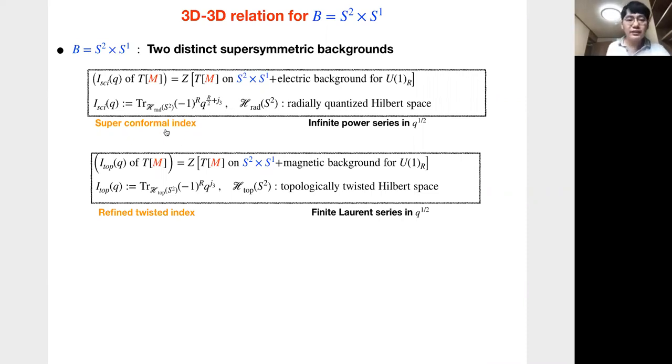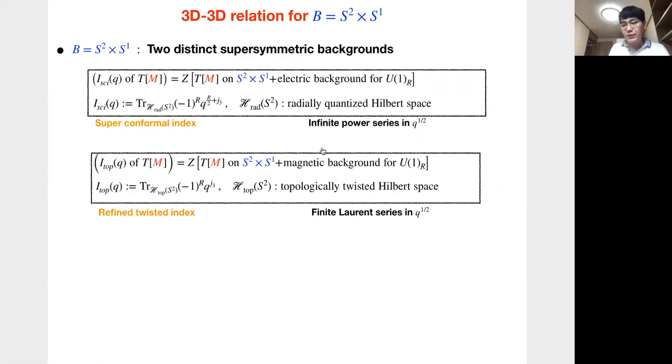Another supersymmetric background on S2 times S1 is called the refined topological twist index, which is the partition function on S2 times S1 with a magnetic background for the U1R symmetry. This can be thought of as the topologically twisted Hilbert space on the S2. So this counts the ground states of the topologically twisted Hilbert space on this S2.